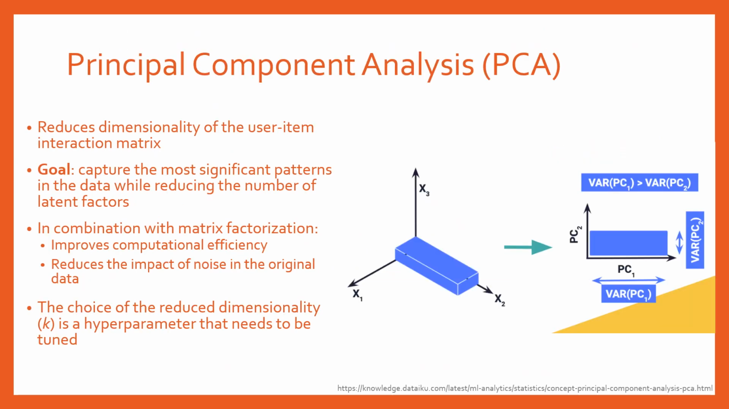Principal component analysis, or PCA, is a dimensionality reduction technique that can be viewed as a special case of SVD. The principal components of a dataset can be obtained from singular value vectors of the data matrices. SVD is used to reduce the dimensionality of the user item interaction matrix. The goal is to capture the most significant patterns in the data while reducing the number of latent factors. In combination with matrix factorization, it improves computational efficiency and reduces the impact of noise in the original data. The choice of the reduced dimensionality K is a hyperparameter that needs to be tuned.